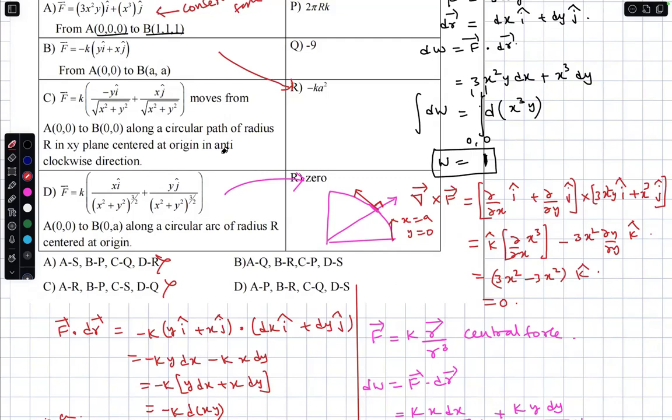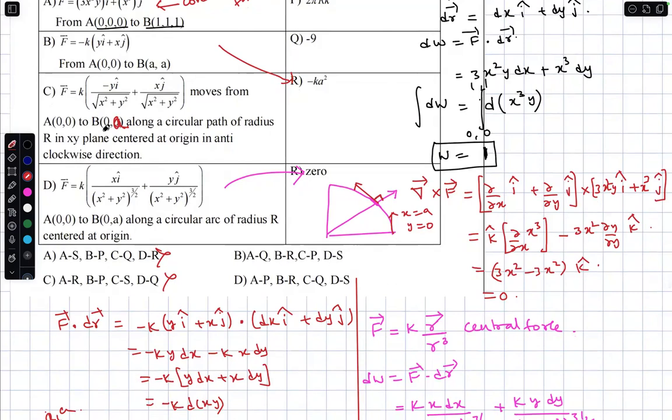0, 0 to 0, 0 centered at the origin. How is it possible? Maybe what I think is it is 0, 0 to 0, a. Right. Along a circular path of radius 0, 0 to 0, a is also not possible. It should be a, 0 to 0, a.